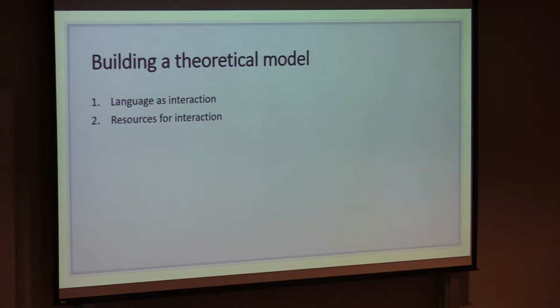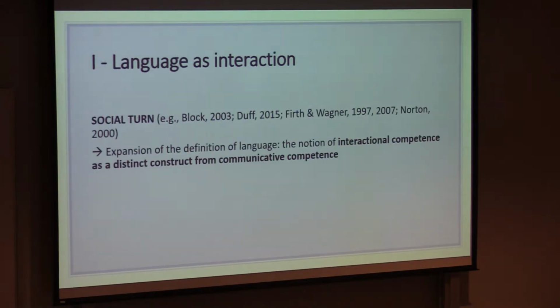So we need to try to build a theoretical model. I'm going to start looking at a couple of options: language as interaction and resources for interaction. So the first one is the notion of interaction. The social turn, which happened in the early 2000s, is really coming late, so to speak. There is a book by Jack Richards from the 80s, where, for example, he talks in detail about the distinction between transactional and interactional language. So this is not new. In the 80s, it was already being discussed as a matter of training for teachers.